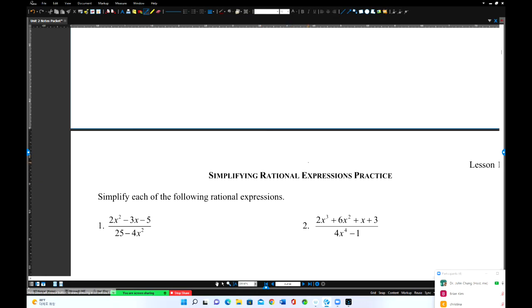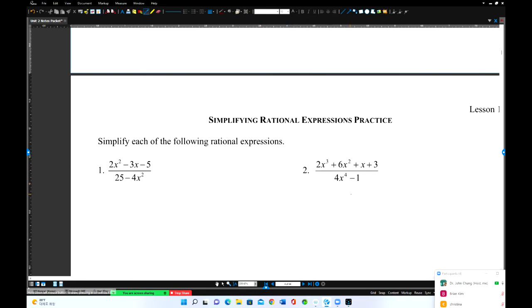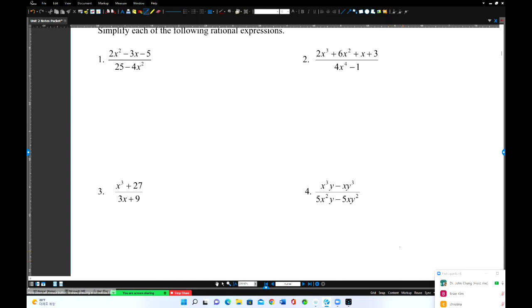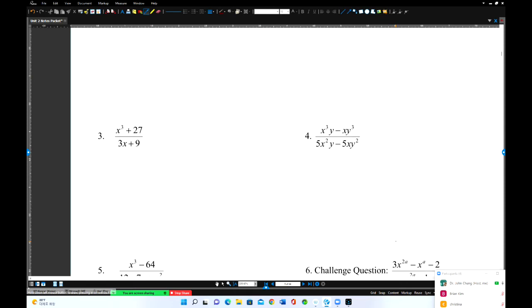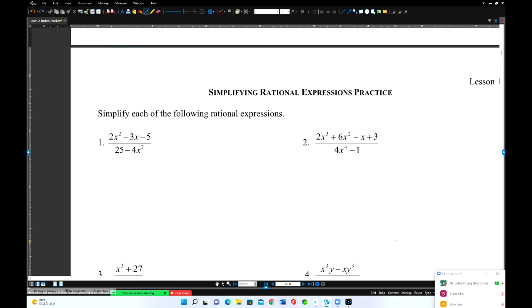That's all. Now we still have rational expressions here. How can you simplify? Just factor. I'm going to check only the even numbers, okay? I'm not going to take all of the numbers, okay? 2x cubed, 6x squared plus x plus 3. This one is kind of a 2 by 2 grouping. This 2 and this 2.